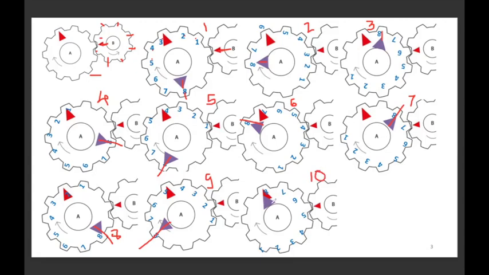this red arrow will meet this red arrow, which means it will take 10 complete rotations for gear B in order for the two red arrows to meet each other. Okay, we'll move to the next one.